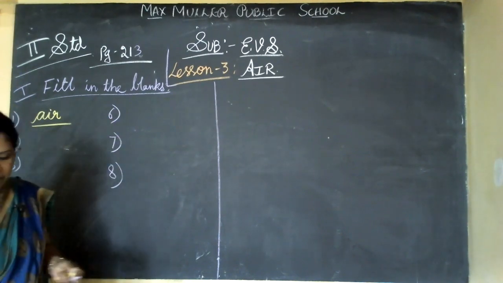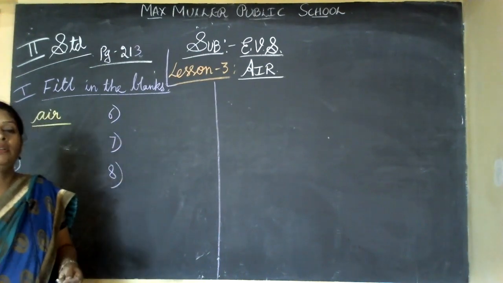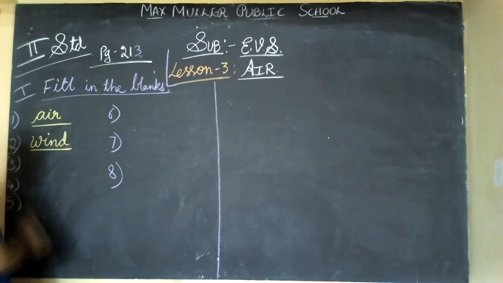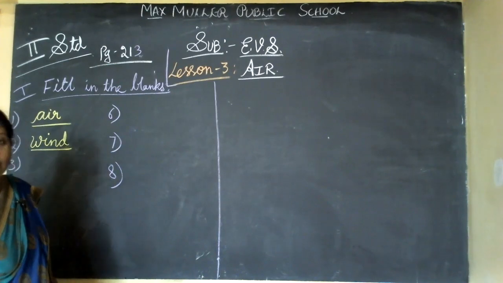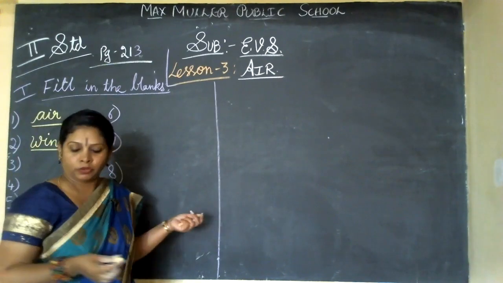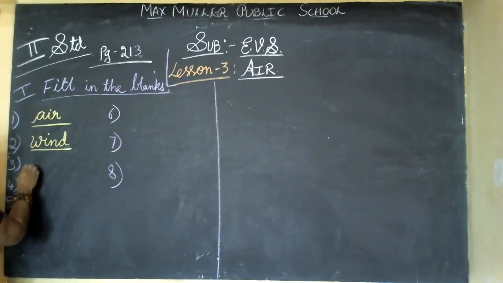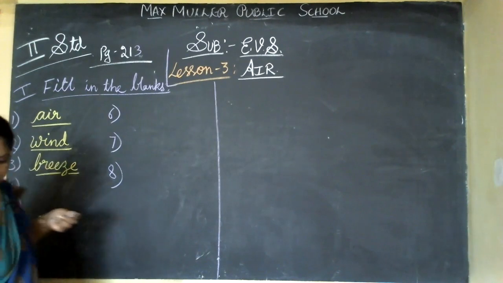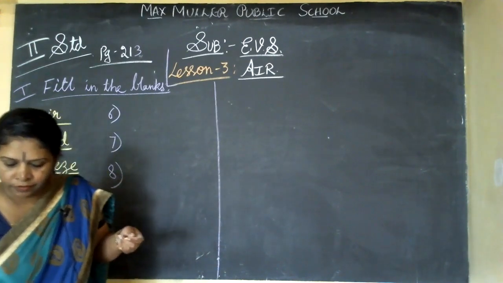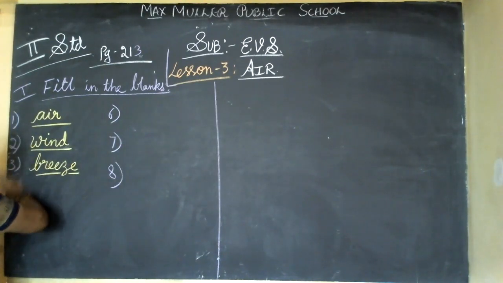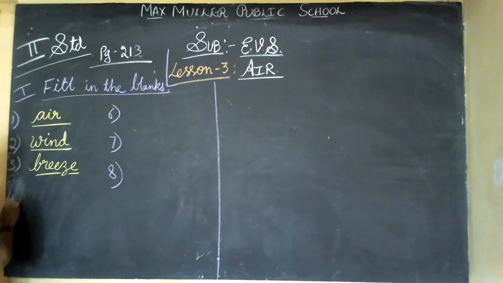Now, second one is, moving air is called what? I have told you, moving air is called wind. Third one, a gentle wind is called, where you feel very nice, pleasant. Okay, where you feel pleasant. So that air is called breeze. B-R-E-E-Z-E. Fourth one, a strong blowing wind is called a storm. Storm.